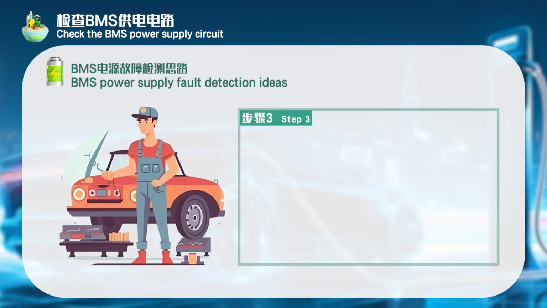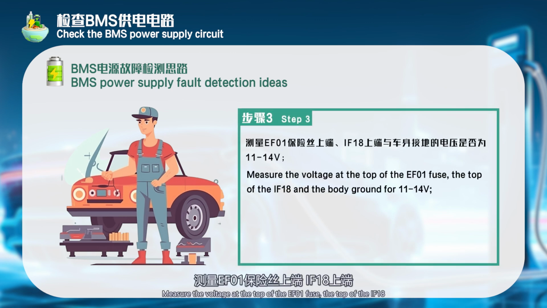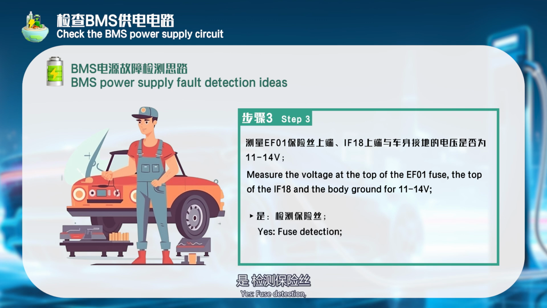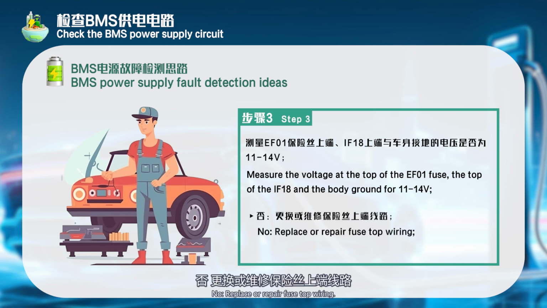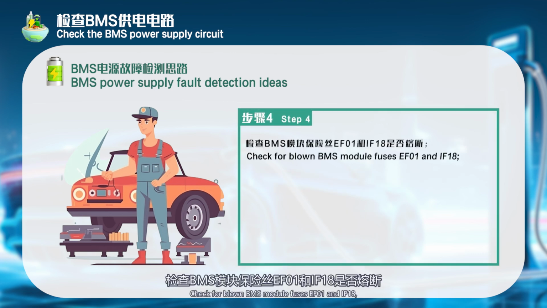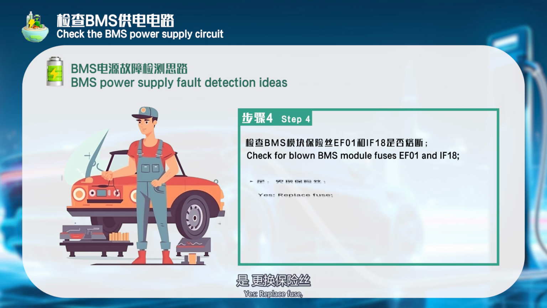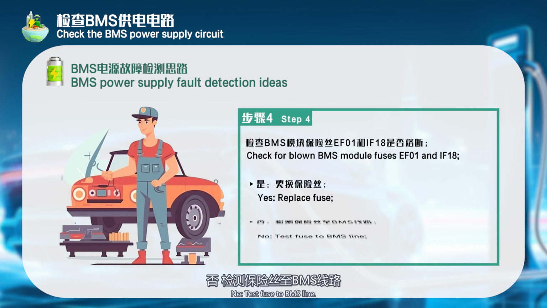Step 3. Measure the voltage at the top of the EF01 fuse, the top of the EF18 and the body ground for 11-14 volts. Yes: fuse detection. No: replace or repair fuse top wiring. Step 4. Check for blown BMS module fuses EF01 and EF18. Yes: replace fuse. No: test fuse to BMS line.